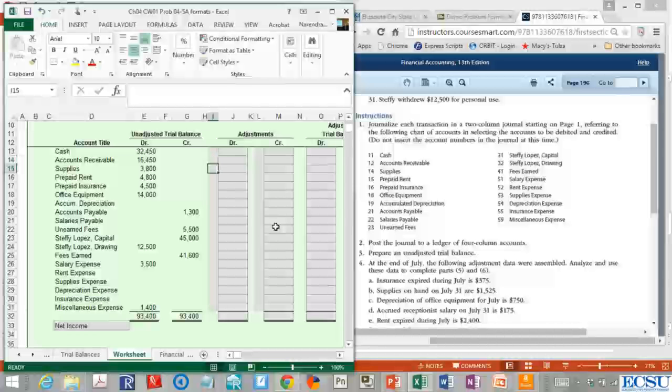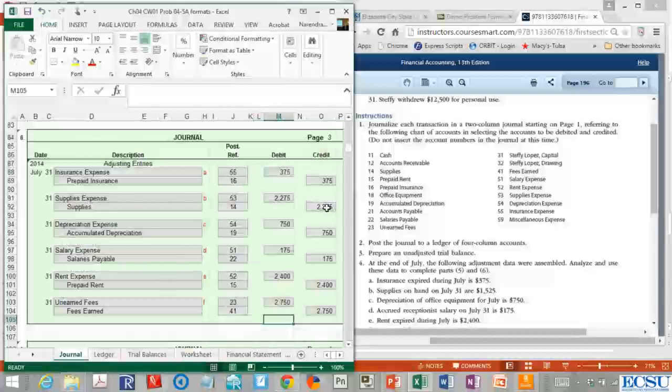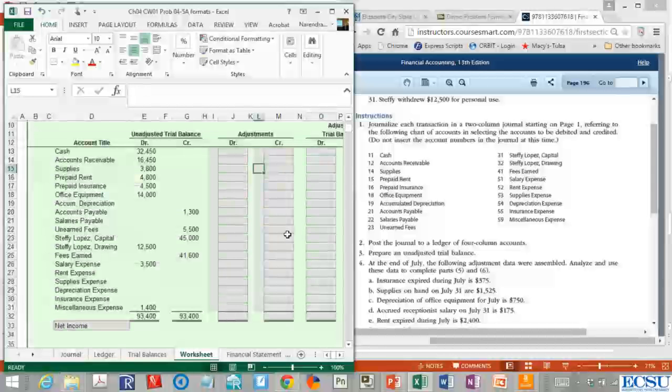There was an adjustment in supplies. So supplies was credited. So let's see, I need to see the journal. So journal is supplies was credited with 2275. So I'll write number B 2275, and I need to find supply expense here. This is B 2275. Okay, I'm coming from the top, so that is why.